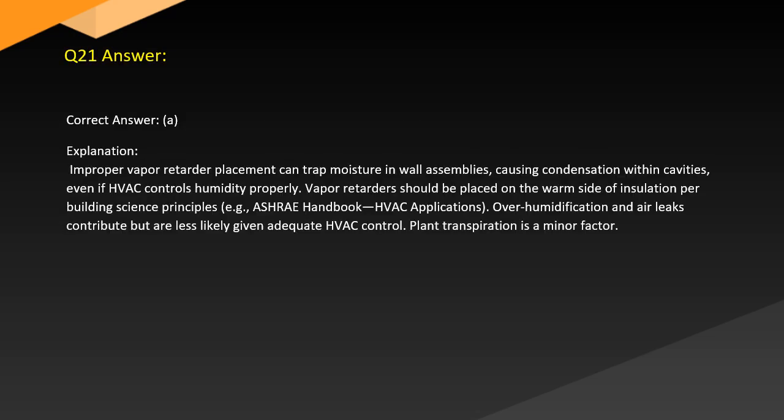Answer. Correct answer: A. Explanation. Improper vapor retarder placement can trap moisture in wall assemblies, causing condensation within cavities, even if HVAC controls humidity properly. Vapor retarders should be placed on the warm side of insulation per building science principles, e.g., ASHRAE Handbook, HVAC Applications. Overhumidification and air leaks contribute, but are less likely given adequate HVAC control. Plant transpiration is a minor factor.